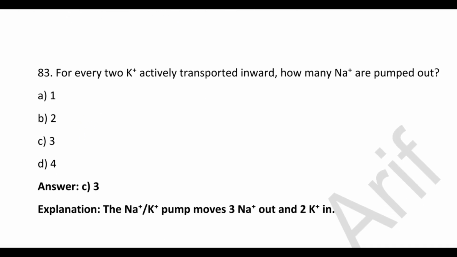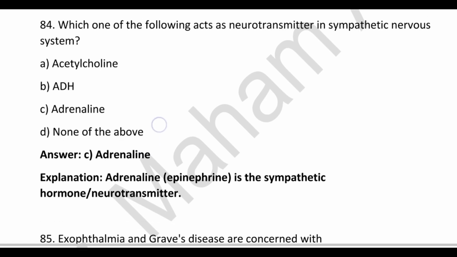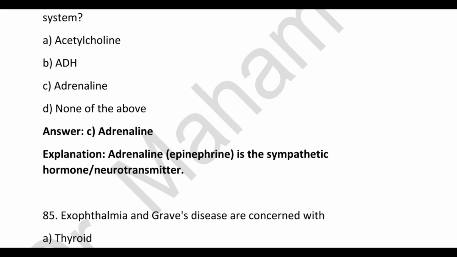For every 2 potassium actively transported inward, how many sodium are pumped out? Correct answer is option C, that is 3, because the sodium potassium pump moves 3 sodium out and 2 potassium in. Which one of the following acts as neurotransmitter in sympathetic nervous system? So correct answer is option C, that is adrenaline, because adrenaline, that is also called epinephrine, is the sympathetic hormone or neurotransmitter.